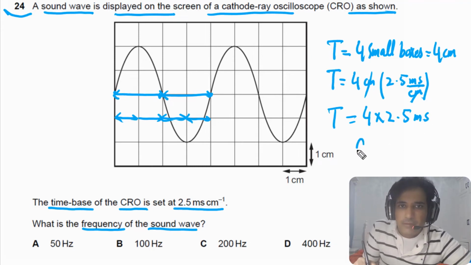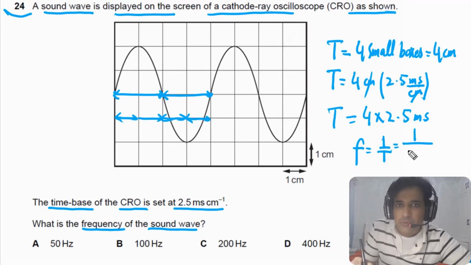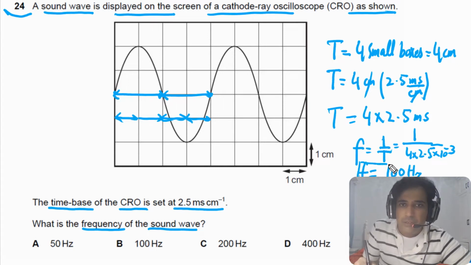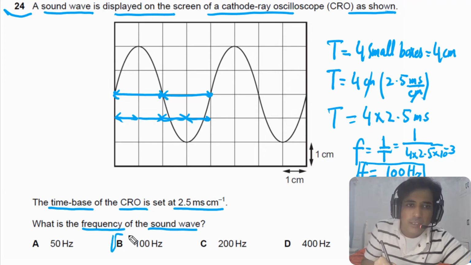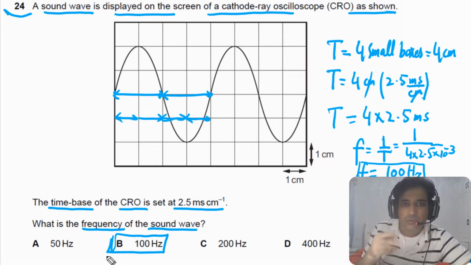We need to find the frequency of this wave. So frequency will be equal to 1 over T. So simply we can write down in this case 1 over 4 times 2.5 milliseconds. So this is 10 to the negative 3. Now if we solve this, frequency will be equal to 100 hertz, and that is the value of frequency. So this one is the right answer. This is how you can approach this type of problem.